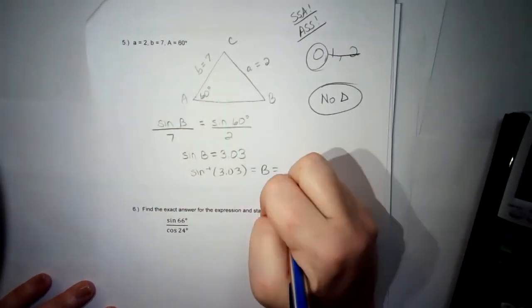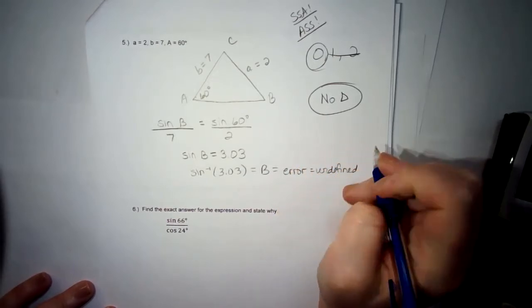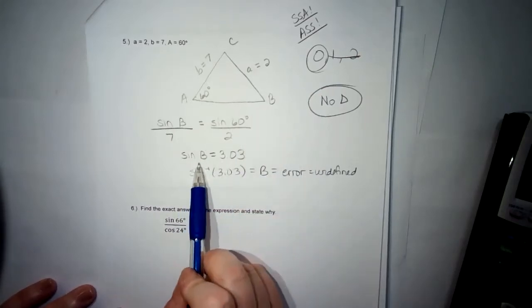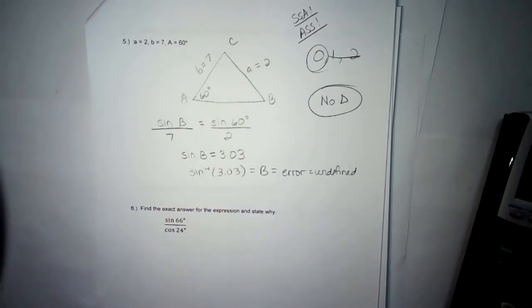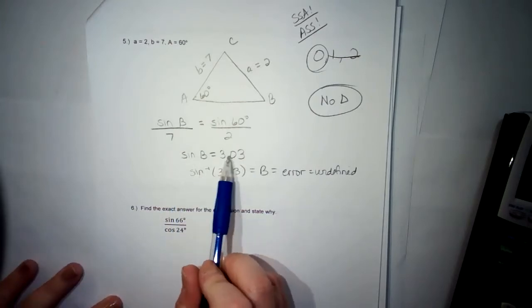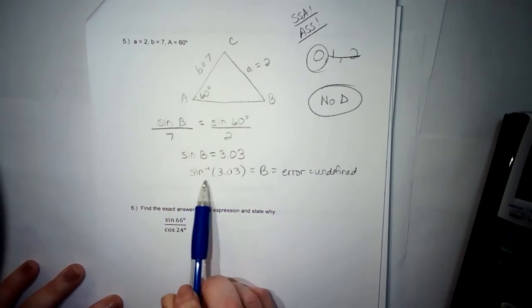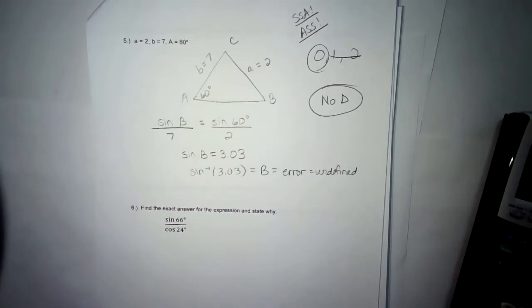You can put error right here if you want, or you can put undefined, but what I want you to write for me is no triangle. That's what I want to see on your paper, okay? Why did I say that at this point? Some of you should know that. Because remember, sine is bound between -1 and 1. Anything smaller than -1 is going to be undefined. Anything bigger than 1 is going to be undefined. So some of you would see this and realize there is no way in the whole world sine of anything is going to equal 3. But go ahead and plug it in, and when it gives you an error, you see undefined, you know there's no triangle and you stop.